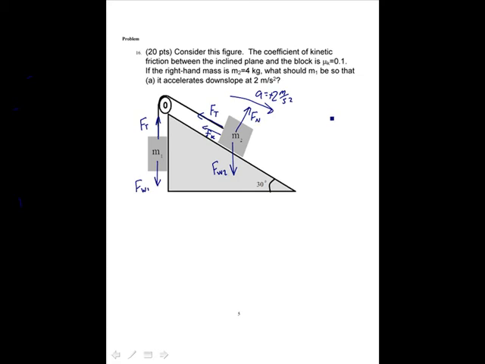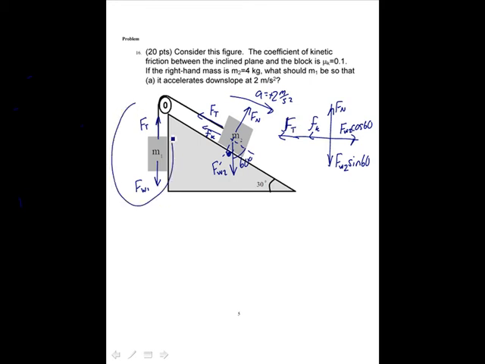Now I'm going to draw a vector diagram where I resolve these vectors on m2. So this is Fn, Fw2 cosine of 60. Oh, so this angle right here, rather, this angle is 60 degrees. So this is Fw2 cosine of 60. This is Fw2 sine of 60. And I have Fk and Ft over here.